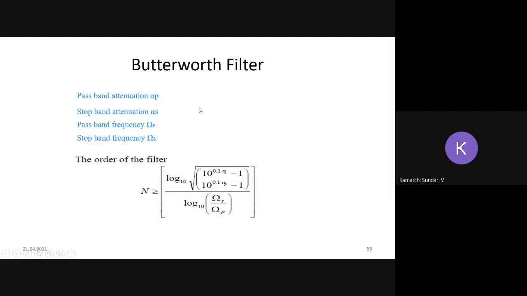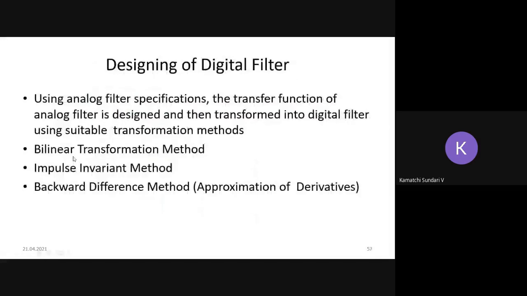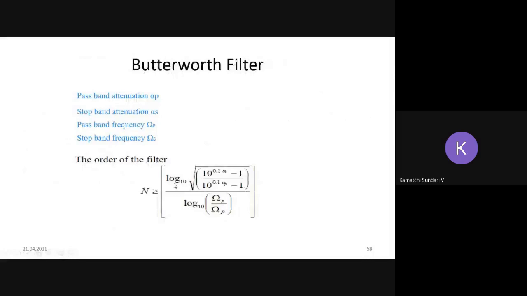For the Butterworth filter, you should remember these notations: alpha p, alpha s, omega p, and omega s, for attenuation and band frequencies, the pass band and stop band frequencies. In the Butterworth filter, first we have to design the analog Butterworth filter. In that case, we have to derive the equation for H of s. After that, using any one of the methods described here, bilinear, impulse, or backward difference method, we have to convert H of s into H of z.